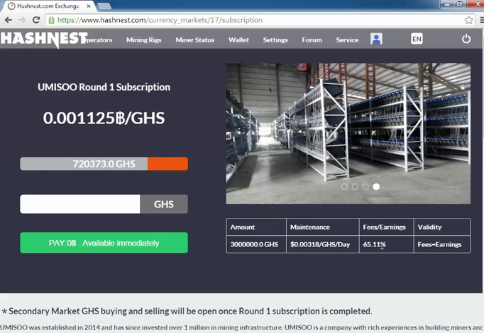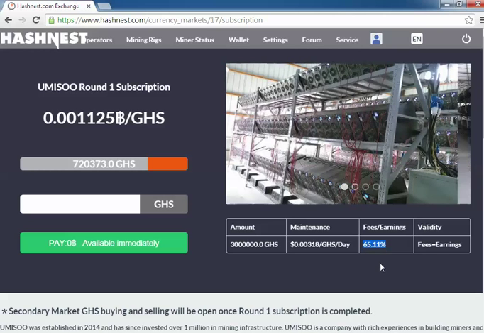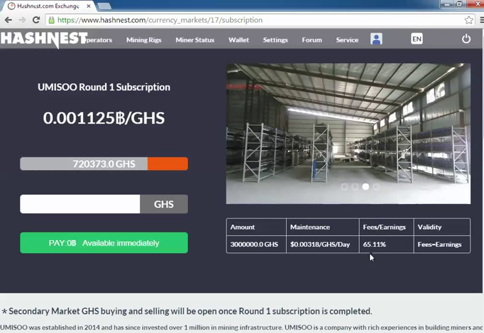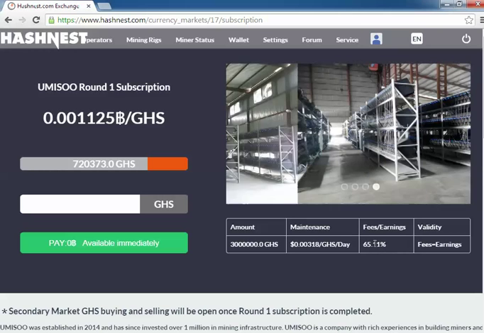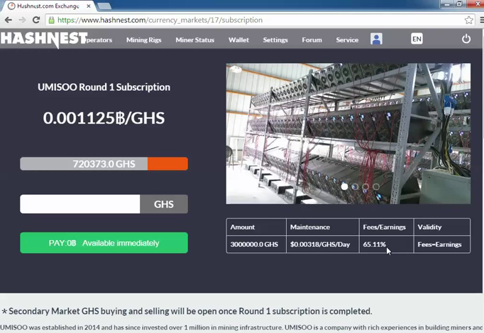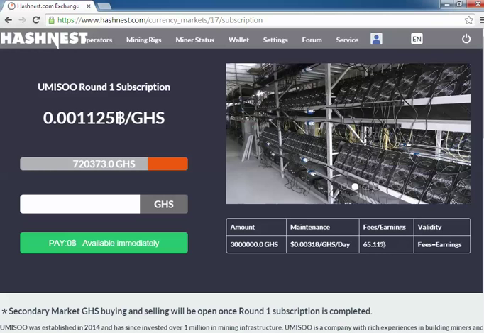Looking down here, it does tell you what fees you will be paying on your earnings. At the minute, that is 65%. Some of you might think that is quite high. However, that is due to the price of Bitcoin dropping lately. Earlier, when the value of the Bitcoin was at $500 a Bitcoin, that was at just under 40%.